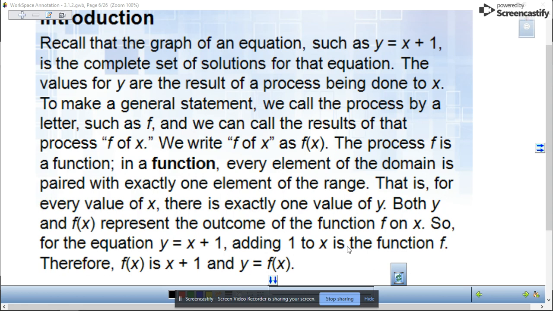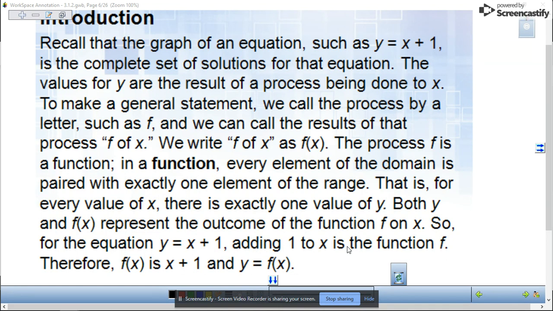Alright, lesson 3.12 is going to take us to functions. Going from equations to functions, we find they're very similar. There's just some slight differences. You can read all this, but basically I'm going to hit the highlights here.